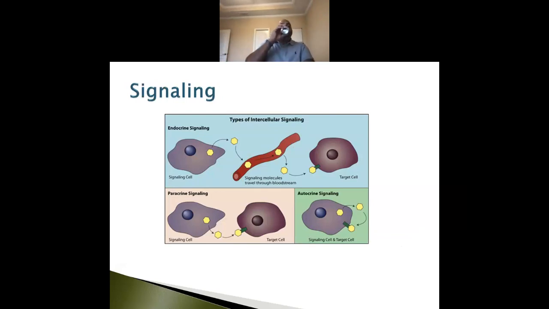Signaling. So with signaling, here's endocrine. We're releasing a hormone into the bloodstream, targeting somewhere else in the body. Must have the receptor for it. Paracrine, so this is on neighboring cells. This would be like beta and alpha cells in the pancreas. When beta cells release insulin, the insulin turns off the alpha cells, which release glucagon, and vice versa.